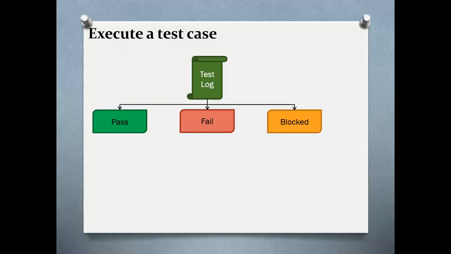However, if there is any discrepancy between the actual and expected result, then the test case is said to have failed. The test log provides important information about the incident that caused the test case to fail. The test case is considered to be blocked if we cannot proceed to further steps due to a failed step.